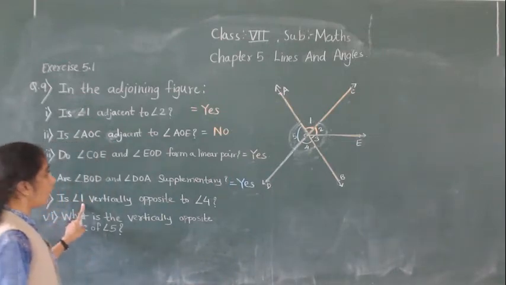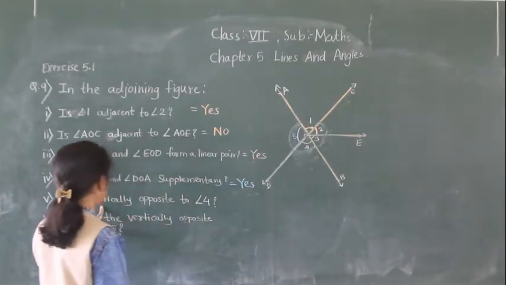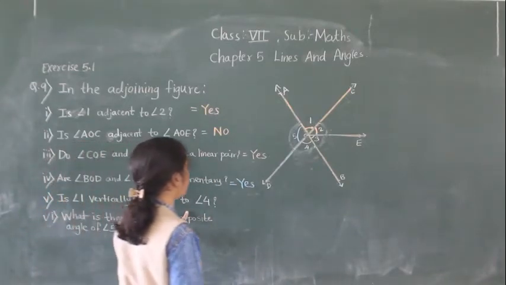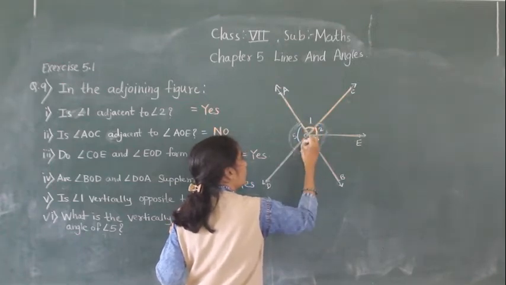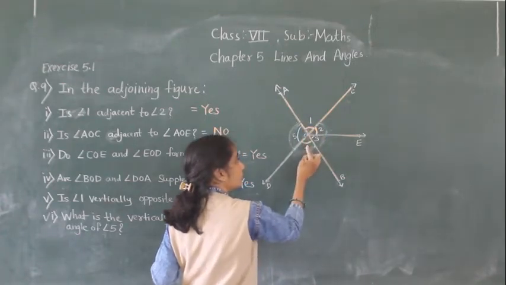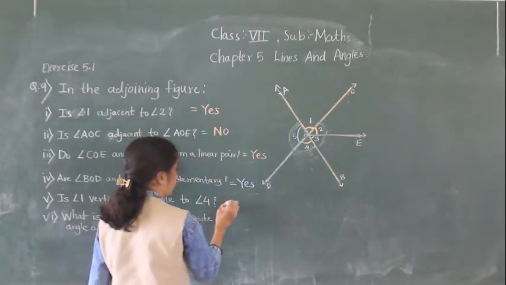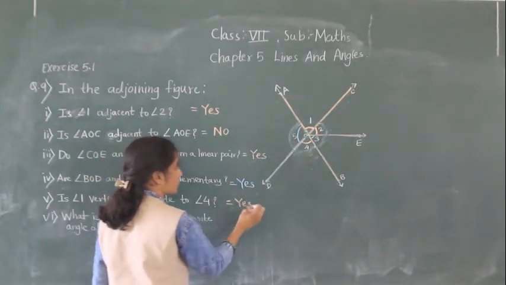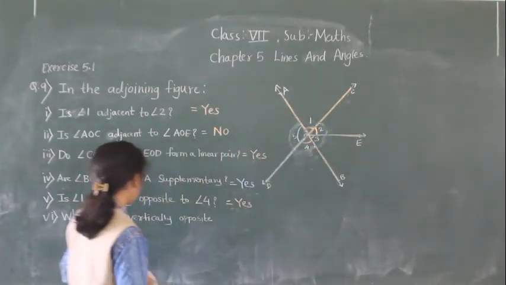Is angle 1 vertically opposite to angle 4? See, is it a vertically opposite angle or not? Yes, angle 1 is vertically opposite to angle 4. These are vertically opposite angles.